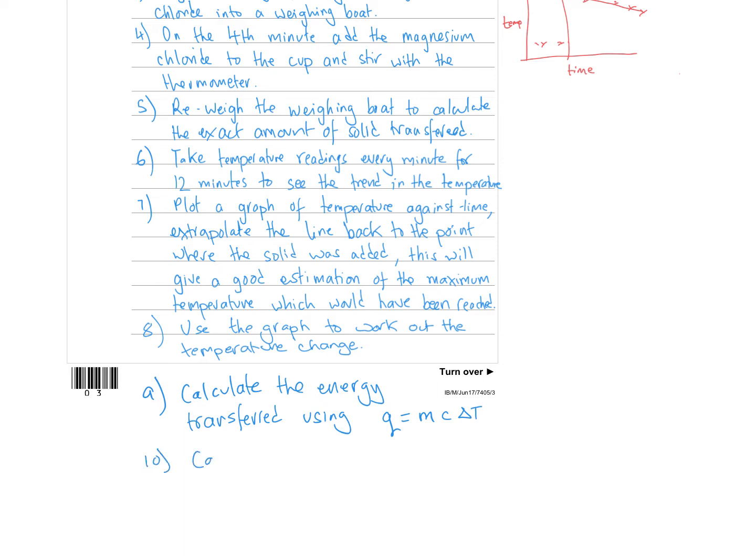And then finally, once we've got the difference from the weighing boat and we know the exact amount transferred, we can work out the number of moles of solid that was transferred and therefore calculate the enthalpy change by doing Q divided by the number of moles. Obviously that would give you an answer in joules per mole, so you'd need to divide it by 1,000 to get it into kilojoules per mole.